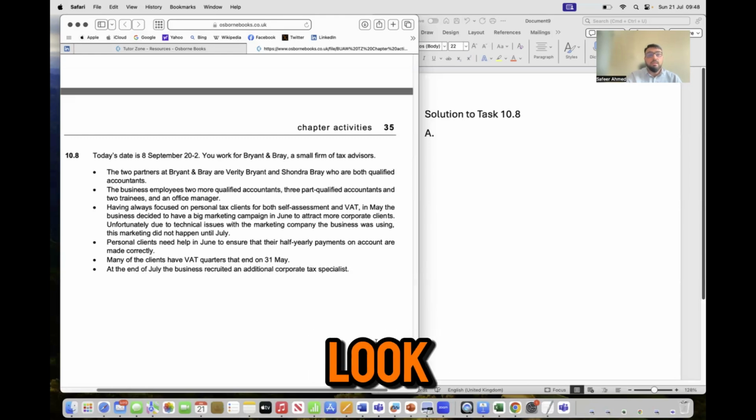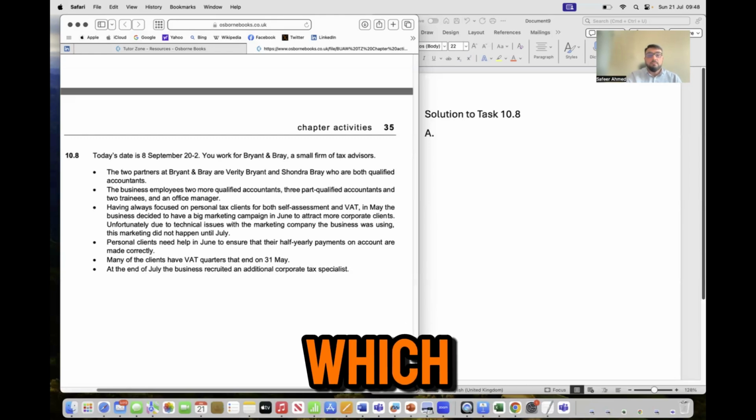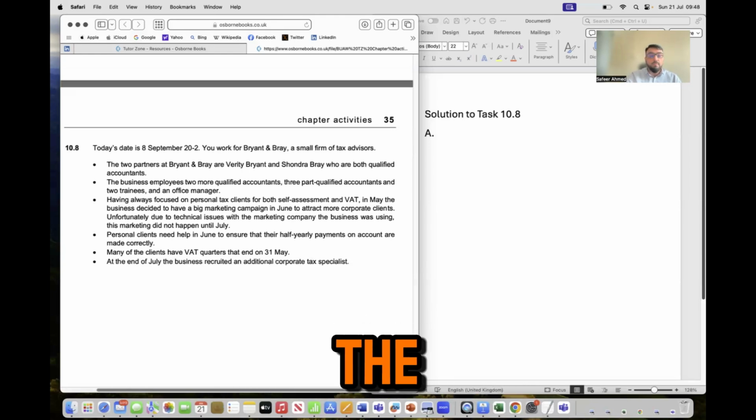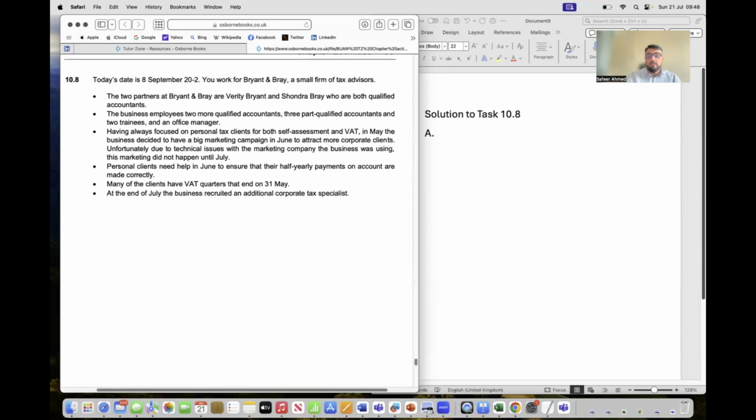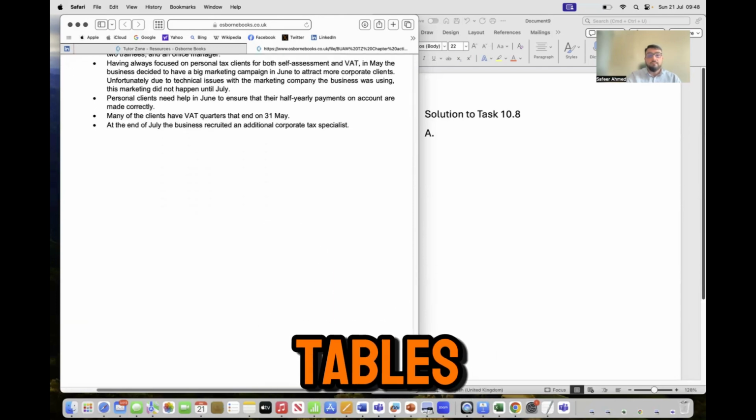So let's have a look at the data which is presented to us in the form of graphs and tables.